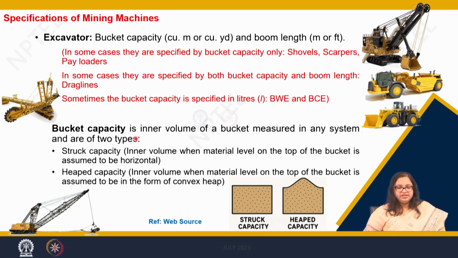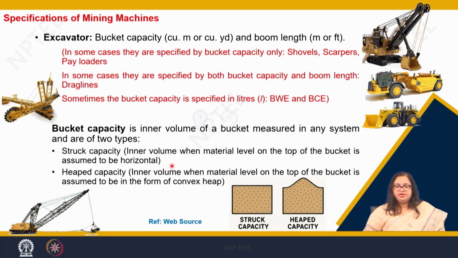Now, when we talk about the bucket capacity, how do we define it? It is the inner volume of a bucket measured in any system, and they are again of two types. One is a struck capacity and one is a heap capacity. So, let us say you have a jar that you are filling with sugar. You fill it till its top brim, and then you pack it, tap it a few times, and then try to fill it to its brim. That we call the struck capacity. So, it is the inner volume when the material level on the top of the bucket is assumed to be horizontal.